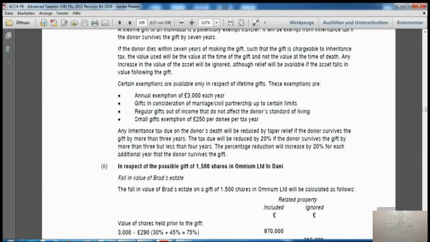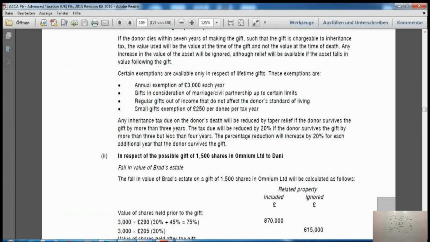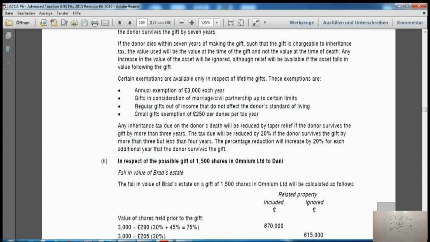And how many shares he held? He held 3,000 shares. So his total value would be £870,000. Now, if we ignore the related property, although he owned the 3,000 shares, the value of shares would be less than that, because his percentage would be 30%, and the value of shares is £202. That is ignoring related property. Now, why are we taking both ignoring related property and including it? Because we'll have to take the higher of both of them. Whichever results in higher value, we'll have to take that one.